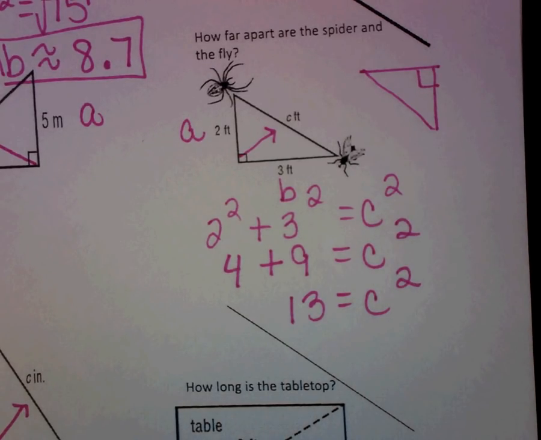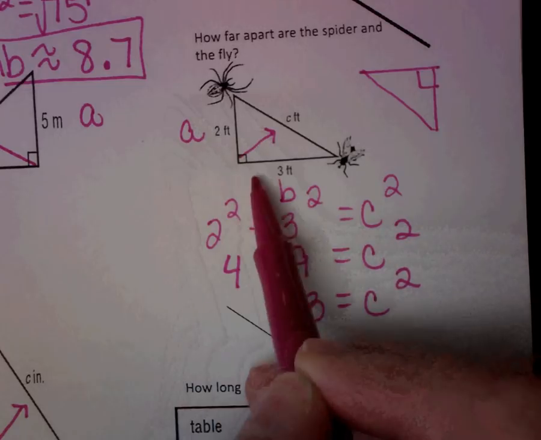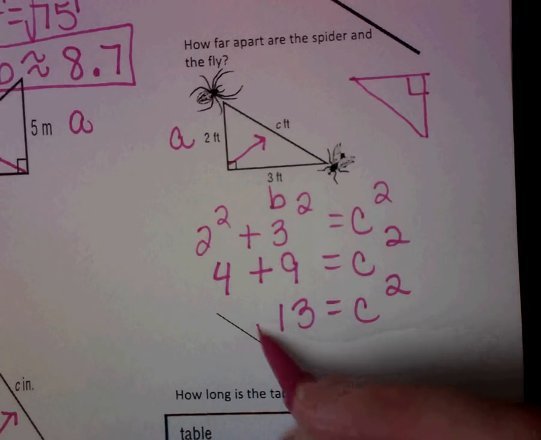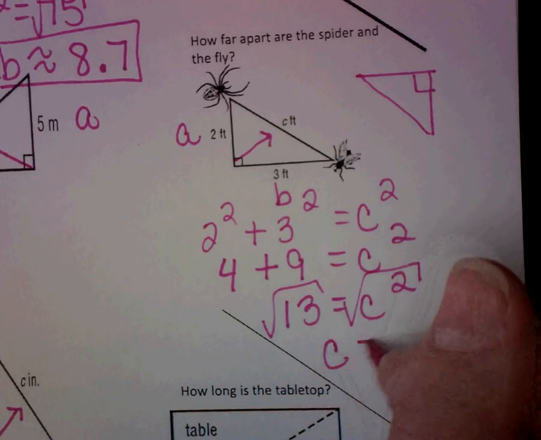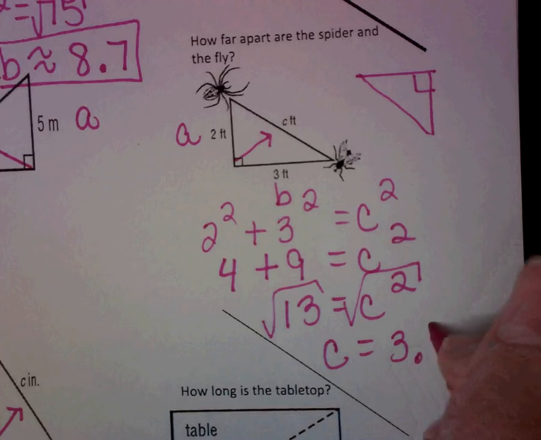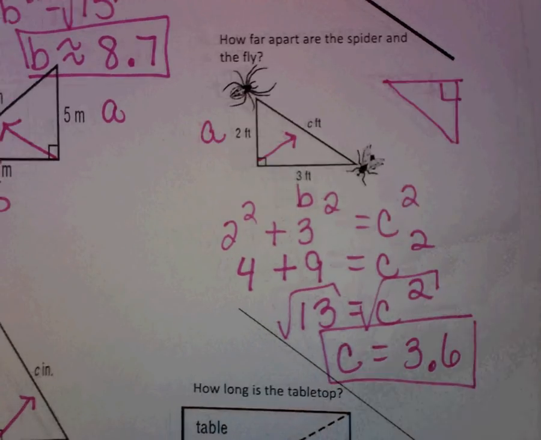That would be the area if we were to draw our squares onto the sides, but we're not. We're trying to find the actual side length. So the last step is to take the square root of 13, which is about 3.6. Okay?